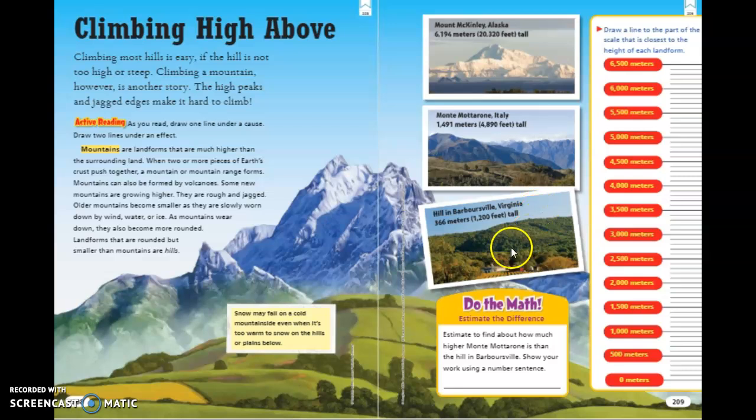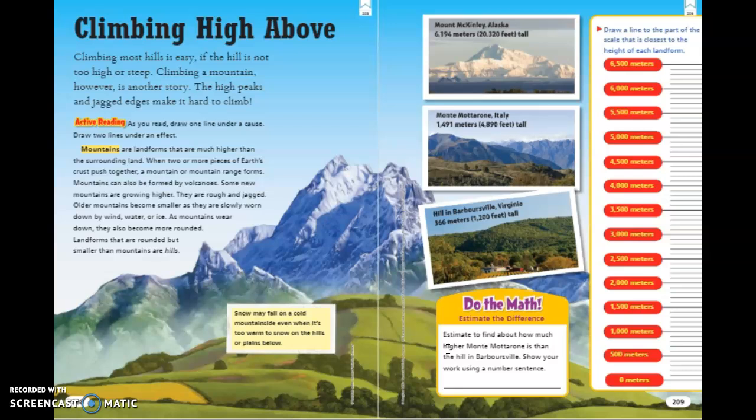The third picture is the hill in Barboursville. It is 366 meters. If I round that, it would roughly be 400 meters. I'm going to find 500 meters at a tick mark and go one tick below 500, which is 400, draw my line, and write Barboursville.